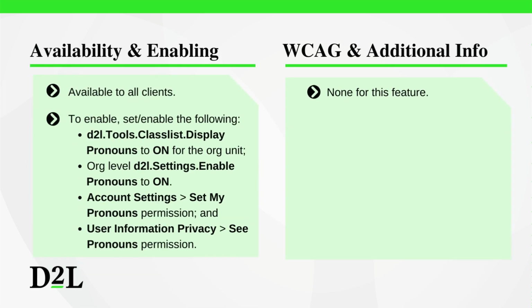This feature is available to all clients. To enable, set the d2l.tools.classlist.displayPronouns configuration variable to on for the org unit, and d2l.settings.enablepronouns to on. Then enable both the Account Settings Set My Pronouns and the User Information Privacy See Pronouns permissions for the appropriate user role.